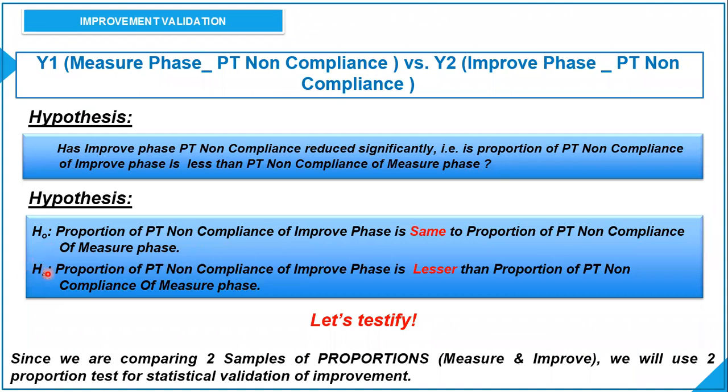And HA, the alternative hypothesis, says the proportion or ratio of PT non-compliance of improved phase is lesser or lower than the proportion of PT non-compliance of measure phase. All it means is, if the number of non-compliance shifts has been reduced, it means there has been improvement. So we can observe the improvement. And to validate that, we are using the two proportion test. So let's go ahead and test it. Since we are comparing two samples of proportions here, measure and improved phase, we will use the two proportion test for statistical validation of improvement. On that note, let's move ahead.